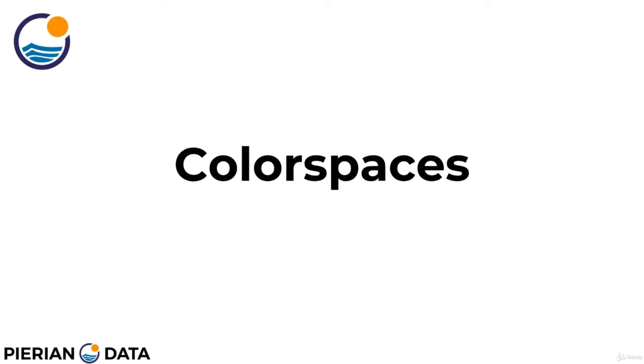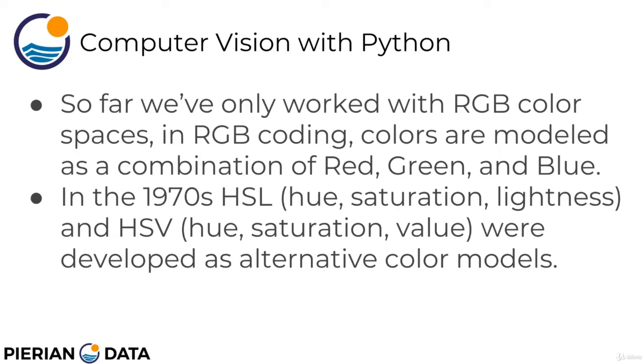Welcome back. In this lecture, we're going to discuss color spaces. So far, we've only worked with RGB color spaces. That is to say, in RGB coding, or red, green, blue coding, colors are modeled as a combination of red, green, and blue. However, RGB coding is actually a very old color coding.